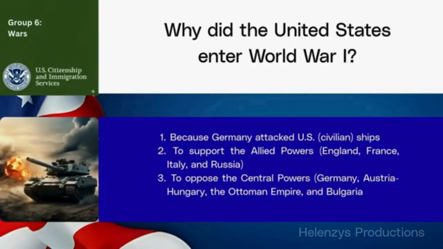Quick recall. Why did the United States enter World War I? Because Germany attacked U.S. civilian ships. To support the Allied powers, England, France, Italy, and Russia. To oppose the Central Powers, Germany, Austria-Hungary, the Ottoman Empire, and Bulgaria.